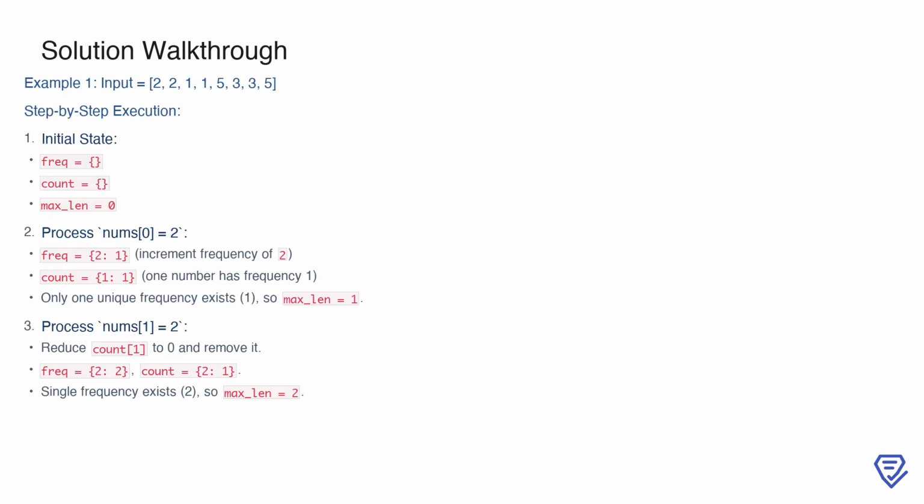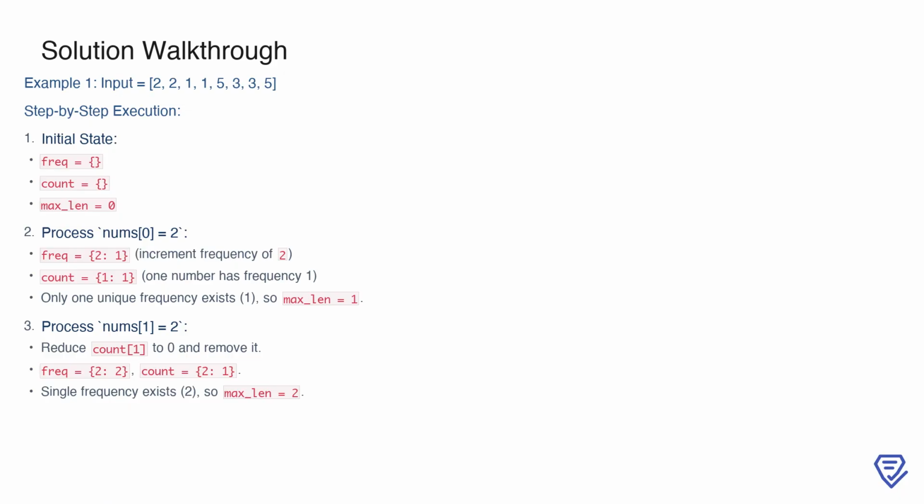We start by initializing two dictionaries, frequency to keep track of the frequency of each number, and count to store how many numbers have each frequency. Initially, both are empty, and max_len is set to 0. When we process the first number, 2, its frequency increases to 1. This updates frequency to {2: 1}, and count to {1: 1}, meaning one number has a frequency of 1. Since there's only one unique frequency, max_len becomes 1.